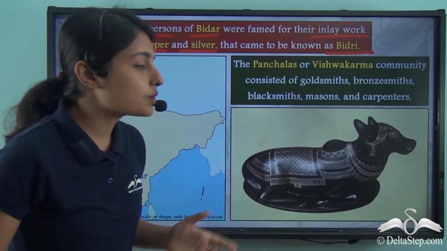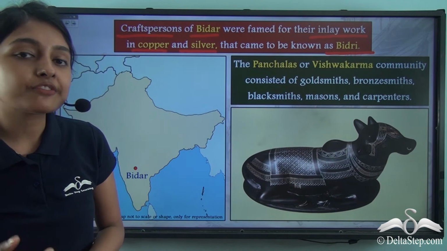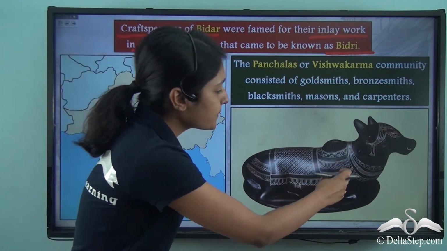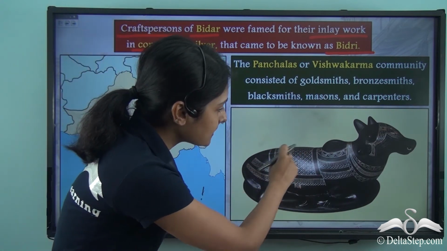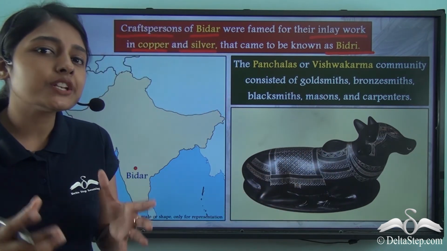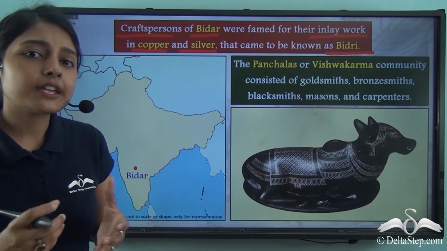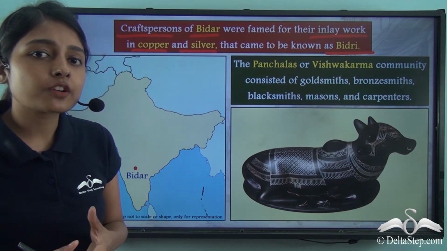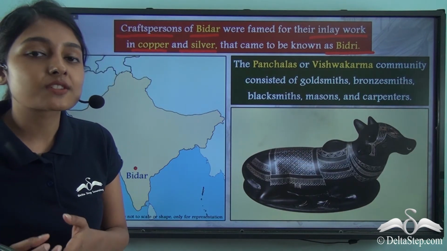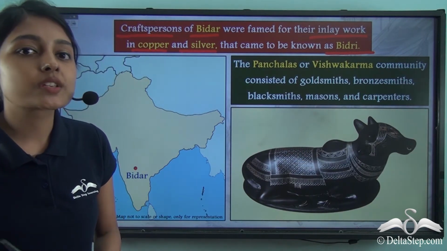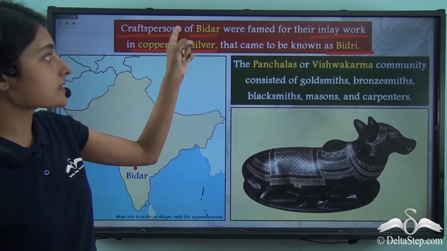In this image, you can see a beautiful showpiece of Nandi, and it is made purely of silver. Now, if you focus on the artwork that is made here, you could see how intricate it is. It is very beautiful. It takes hours of labor to produce something this perfect, to produce something this fine. And this work was done by the craftspersons of Bidar.